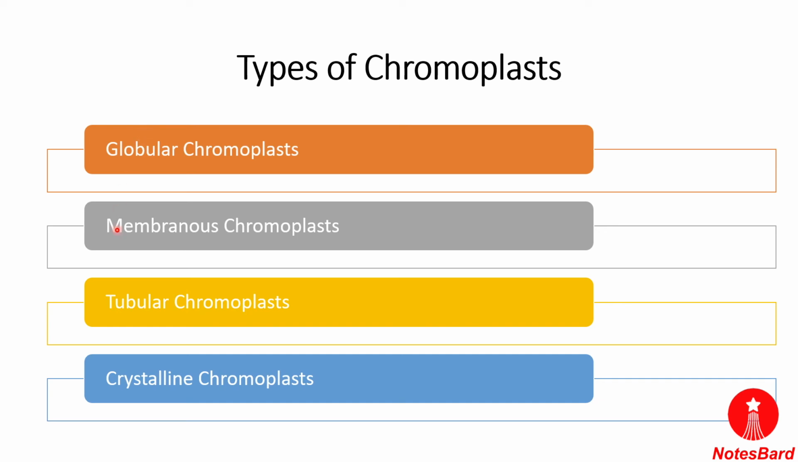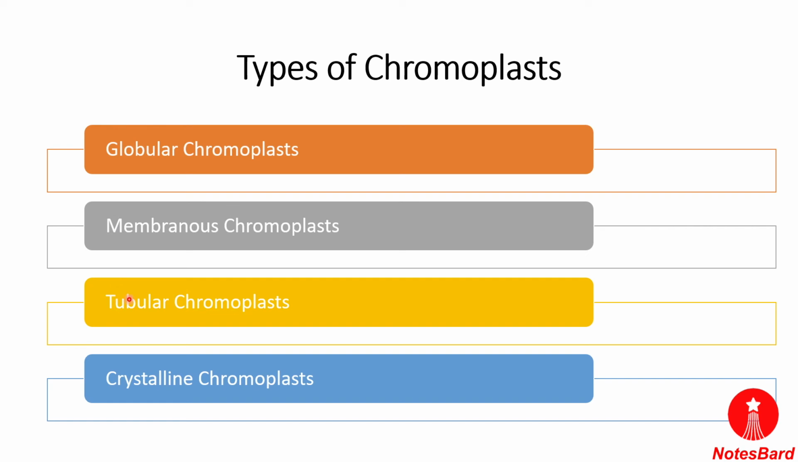Then next is membranous chromoplast. The carotene pigments are present in about 20 concentric membranes. For example, citrus, senescent petals, daffodils, tulips. So these are the examples of membranous chromoplast.